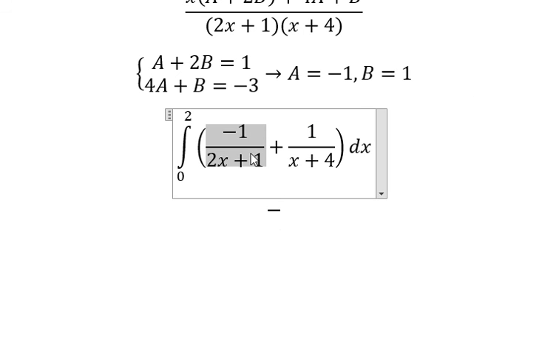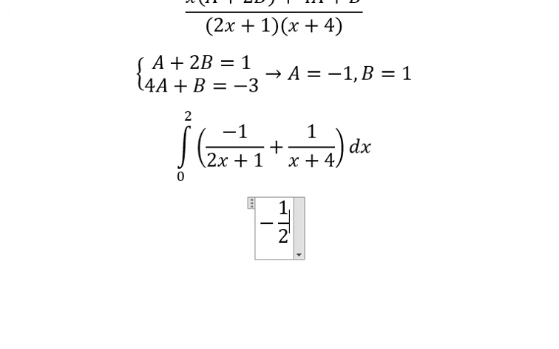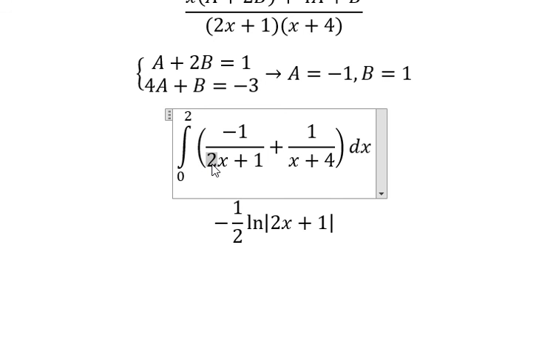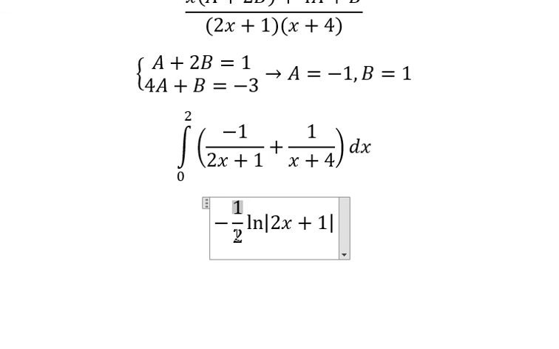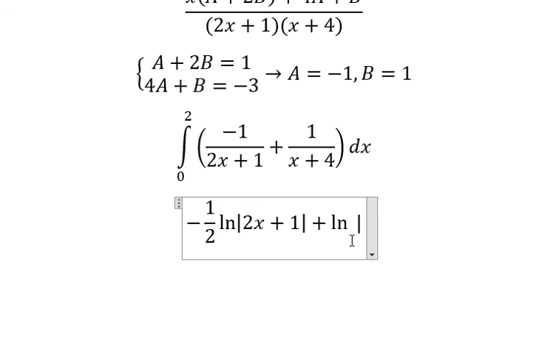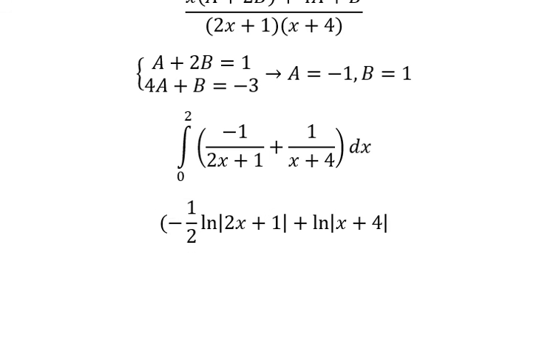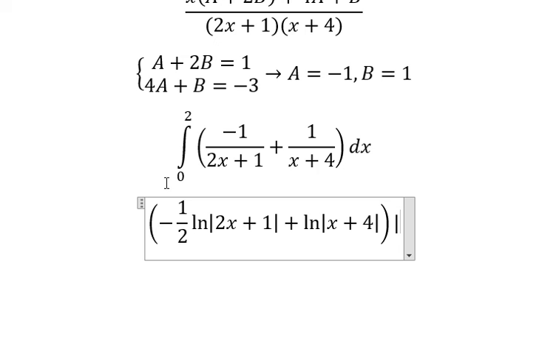The integration of this one, we have 1 over 2 ln of the absolute value of 2x plus 1. Number 2 in here, that is from the coefficient of x. So we have 1 divided by the coefficient of x, and we have 1 over 2. About this one, we have ln of the absolute value of x plus 4. And now we put the bounds from 0 to number 2.